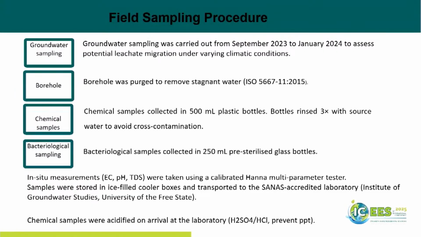The physiochemical and bacterial parameters were sampled on site. They were sampled in 500 ml plastic bottles for the chemical parameters, and the bacterial parameters were sampled in 250 ml sterilized bottles. Physiochemical parameters such as TDS, pH, and EC were measured on site using a water quality meter, and the samples were transported to the nearby lab within 24 hours.